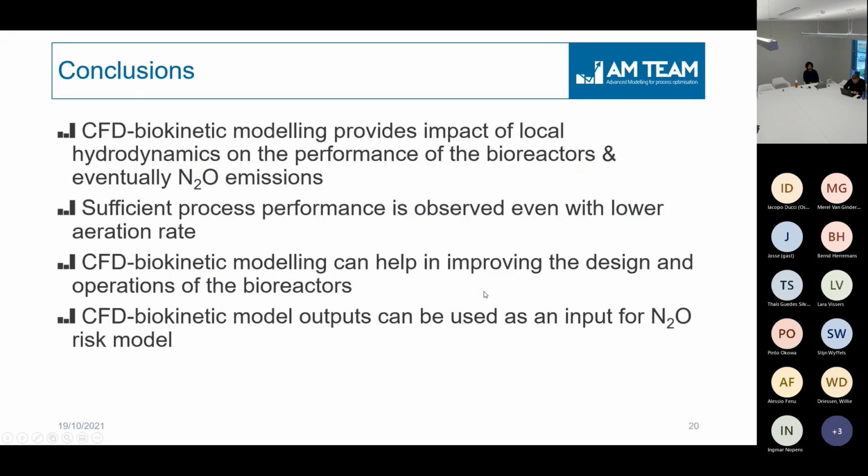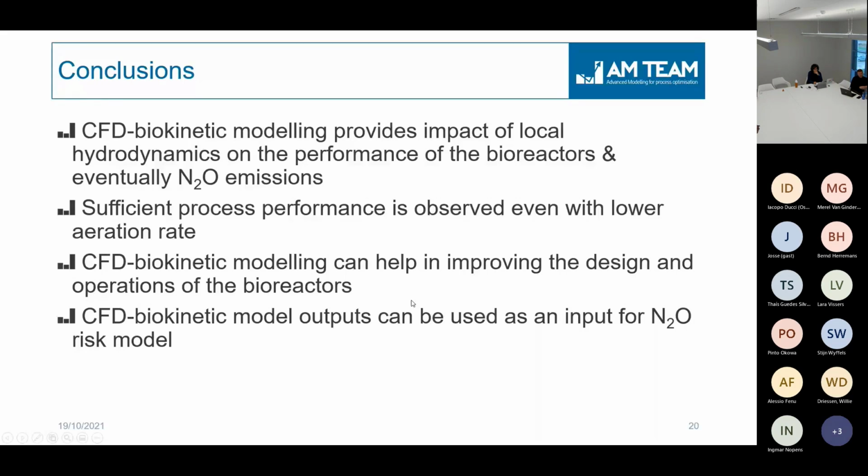So all in all, what we can conclude out of these simulations is that CFD biokinetic modeling gives you a very good idea on the impact of your hydrodynamics, of your design on the performance of the bioreactors in a very good resolution, and eventually you can also calculate N2O emissions based on your oxygen concentrations, for example, and it can serve as an input for your N2O risk model as well. And if you don't have a very good mixing, you can also convert your standard flow sheet model into a compartmental model to make it even better for dynamic modeling.